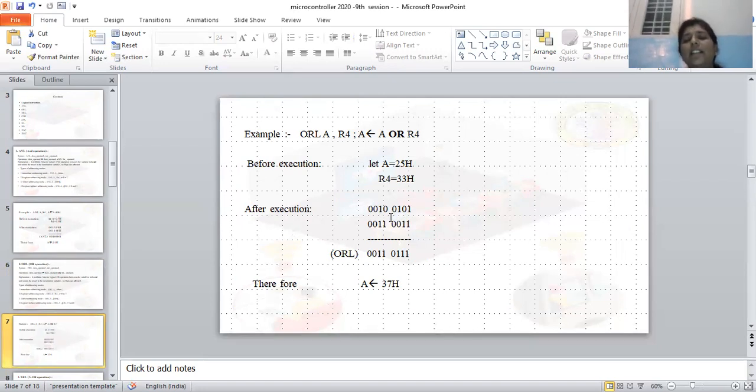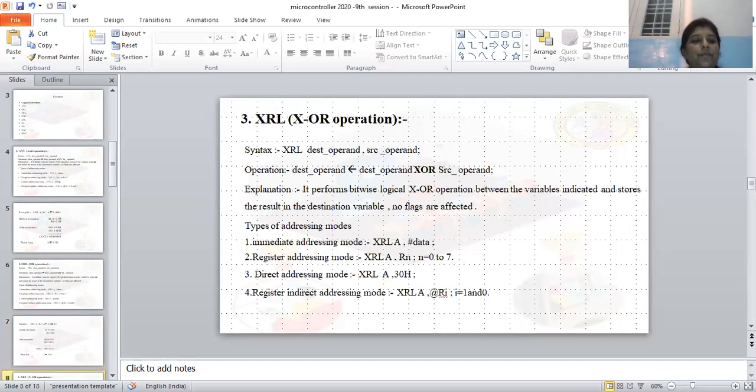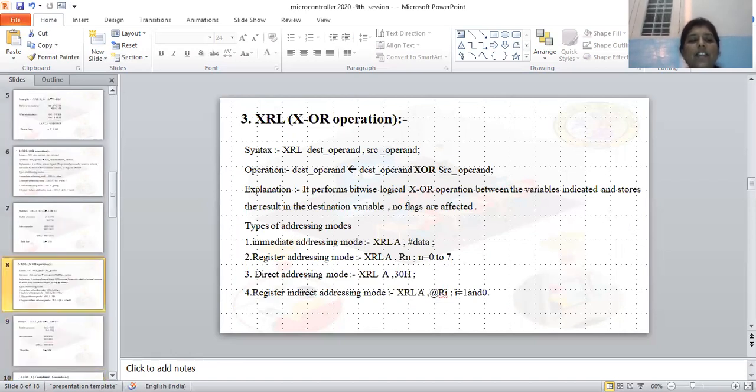Therefore, the result between the content of the accumulator and the content of R4 will be equal to 00110111. Therefore, the accumulator content will become equal to 37H. Next instruction of the logical instruction set is XRL.